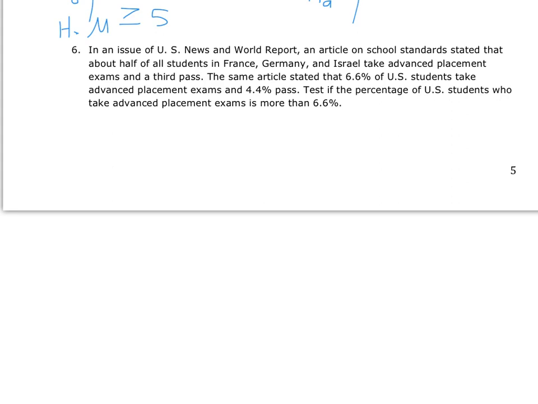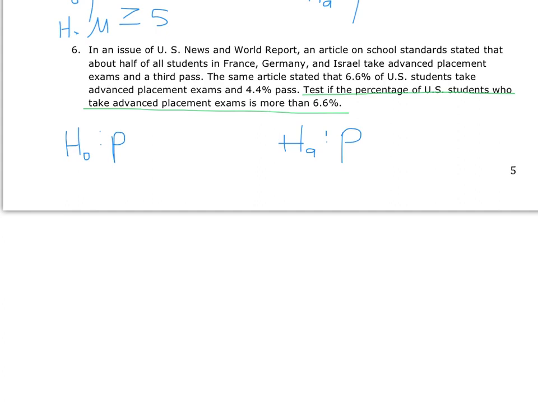Okay, this example has just a lot of words in it, but we can just focus on this last line. Test if the percentage of U.S. students who take advanced placement exam is more than 6.6. Okay, we want a null hypothesis and we want an alternate hypothesis. So we can start off just by getting that notation in there. Now, here's where we decide mean or proportion, mu or p. Well, this is talking about percentages, so it's going to be statements about p, the proportion.